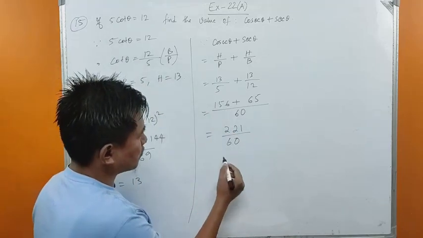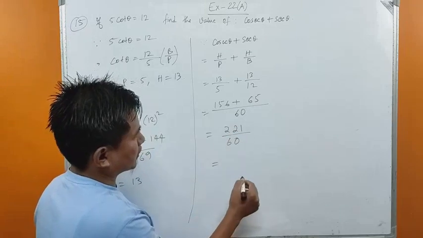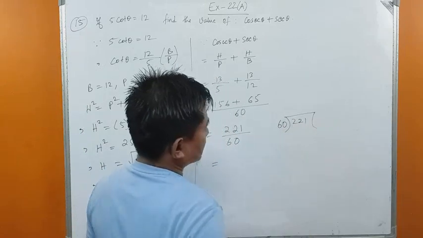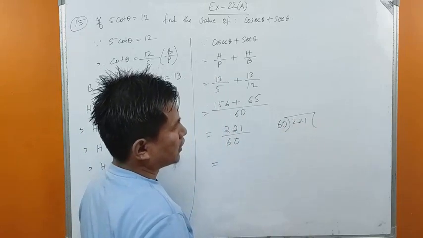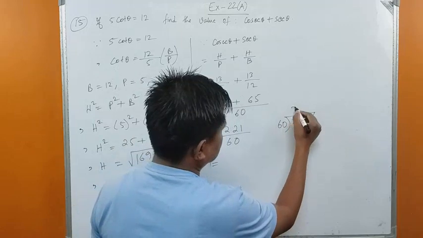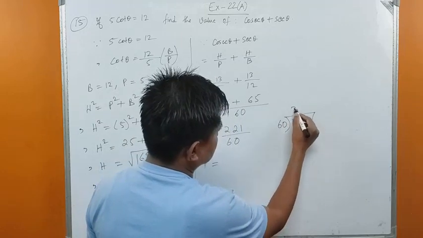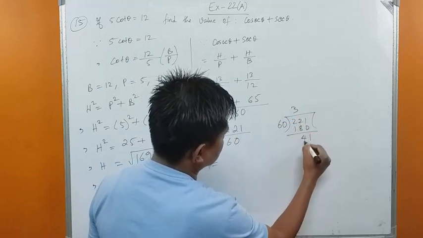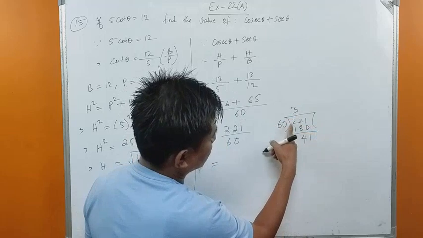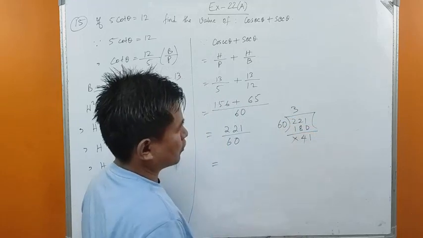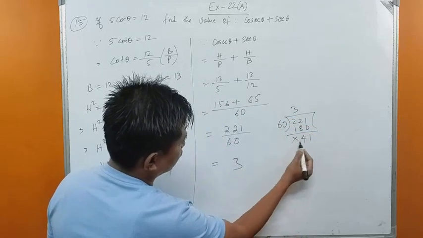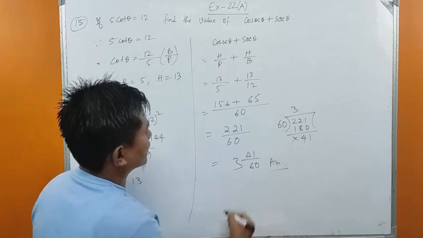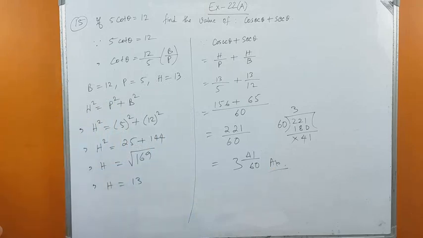Okay, so this is an improper fraction. We can convert this into a mixed fraction. 221 by 60: 60 3s are 180, and 221 minus 180 is 41. So 3 whole 41 upon 60. You can write this. So the answer for question number 15 is 3 whole 41 upon 60.